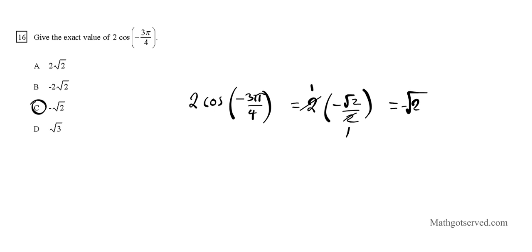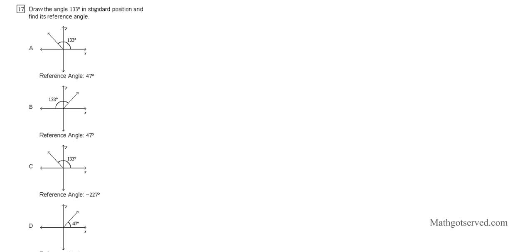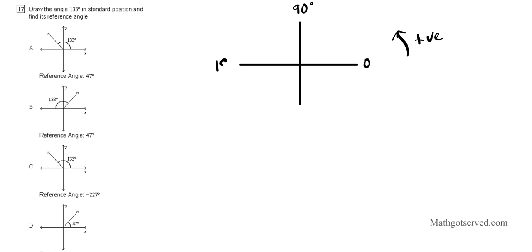Alright, let's move on to question 17. It says draw angle 133 in standard position and find its reference angle. So to draw that, this is just a sketch. We're more concerned with what quadrant it ends in. We have a positive angular measure here, so that means we're going to be rotating counterclockwise. Remember, clockwise is negative. So starting from 0, a quarter of a circle is 90 degrees. Too small, keep going. Another quarter is 180, by adding 90. That's too big. That means 133 should reside somewhere between these two, in quadrant number 2.